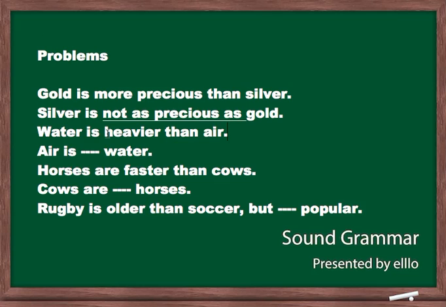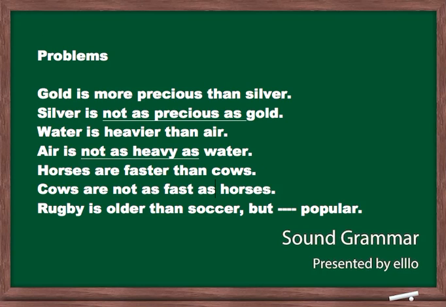How about this one? Water is heavier than air. So we would change that to air is not as heavy as water. Air is not as heavy as water. So that would be the opposite. How about this one? We have faster. Horses are faster than cows. That is definitely true. So we could say cows are not as fast as horses. Cows are definitely not as fast as horses.